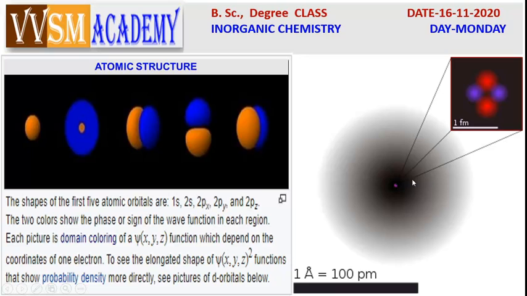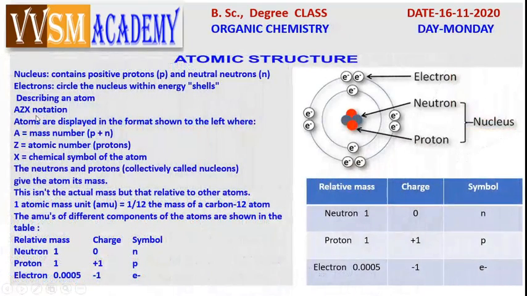This is the nucleus of an atom. This is called the electron cloud. This is where the electrons are distributed in the different orbitals K, L, M, N, O, P, etc. This is an electron cloud. This is the innermost thing, 1 fermi, which is the nucleus of an atom, which consists of protons and neutrons, which are called nucleons. Well, friends, this is the nucleus. As I told you, nucleons means it may be a proton or it may be a neutron. This nucleus contains positive protons P and the neutral neutrons N. The electrons circle the nucleus within the energy shells. These are the energy shells, as I told you: K shell, L shell, M shell.